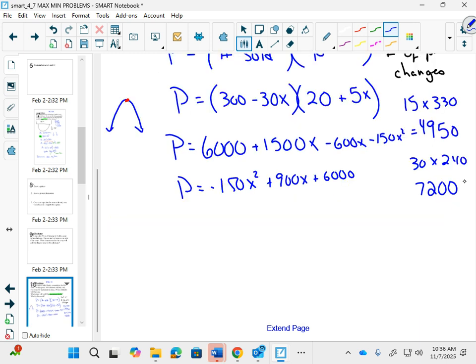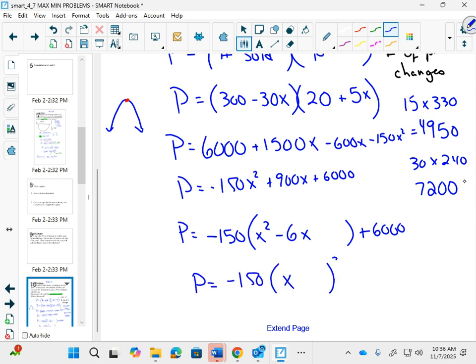How do we complete the square? We have to factor out that negative 150 out of the first two, leaving x squared. How many 150s in 900? 6. So it'll be minus 6x plus 6,000. Negative 150 times x minus 3, which means in this space you would have a plus 9. What goes in this space? A bigger number, 1350. Plus 1350.